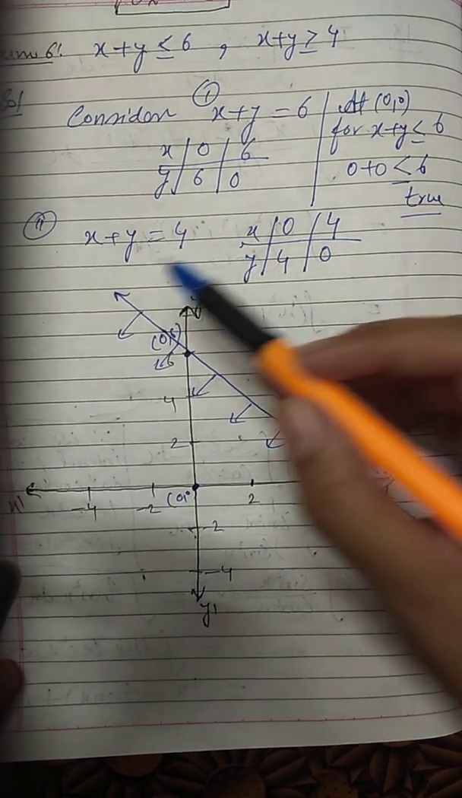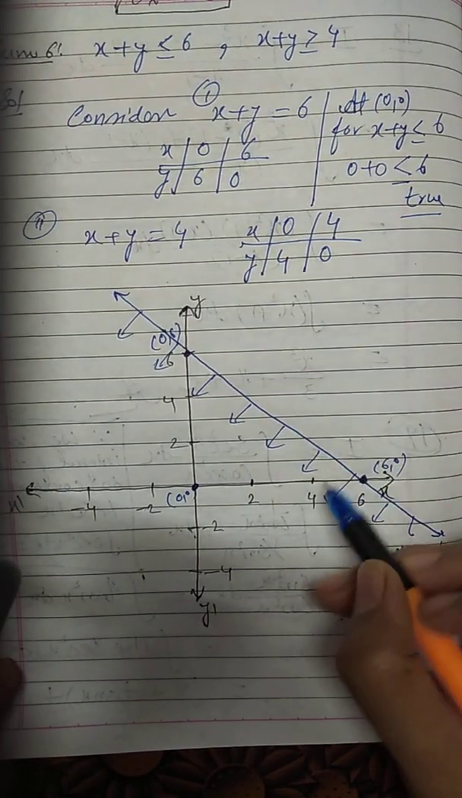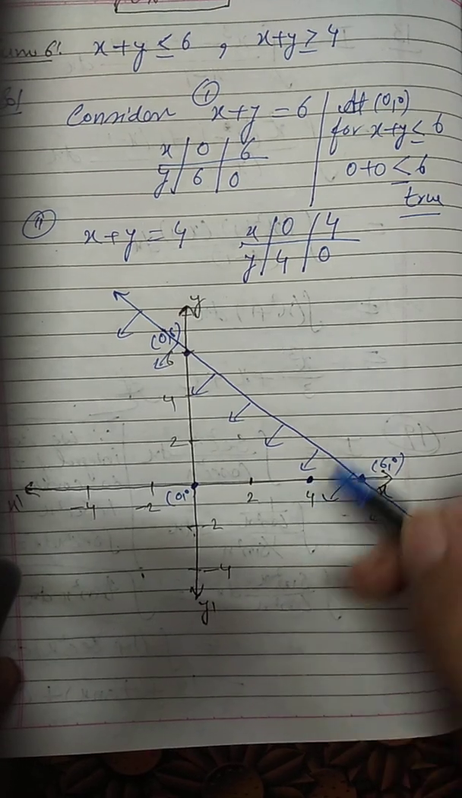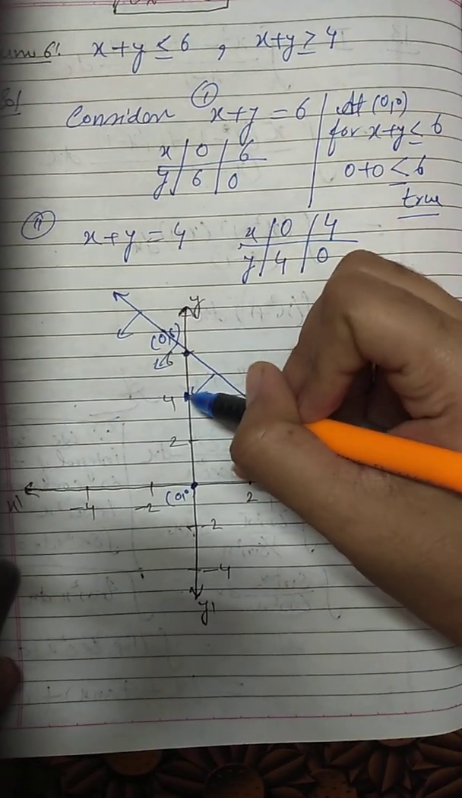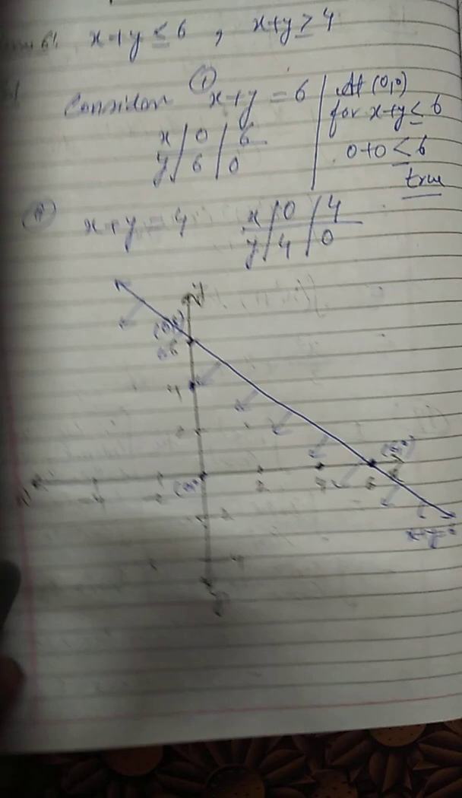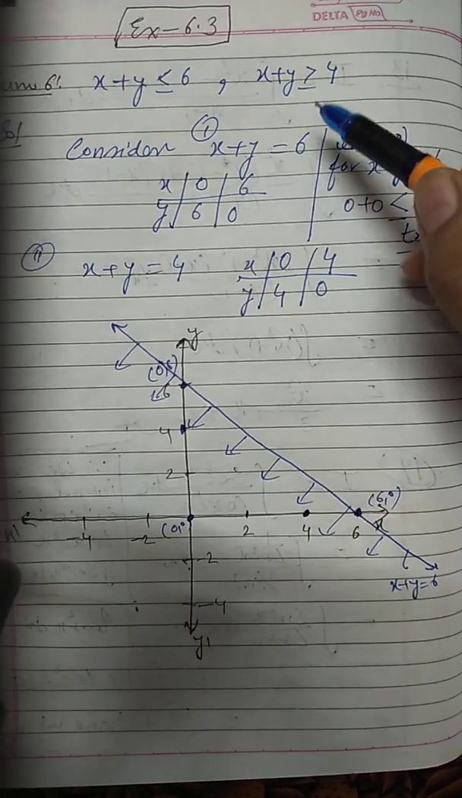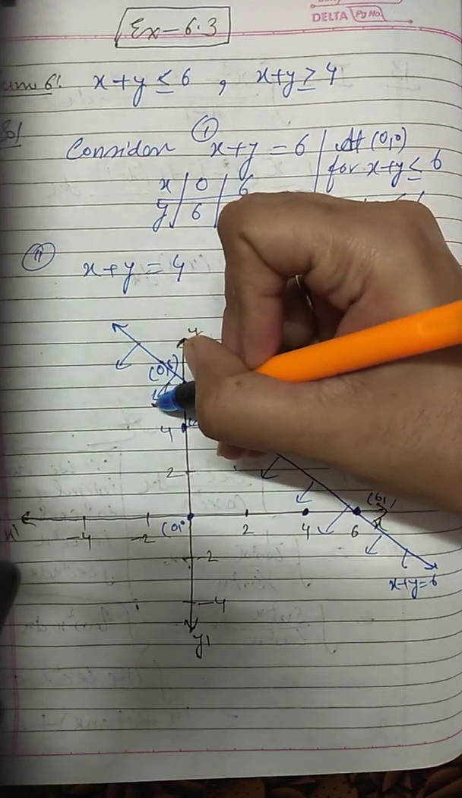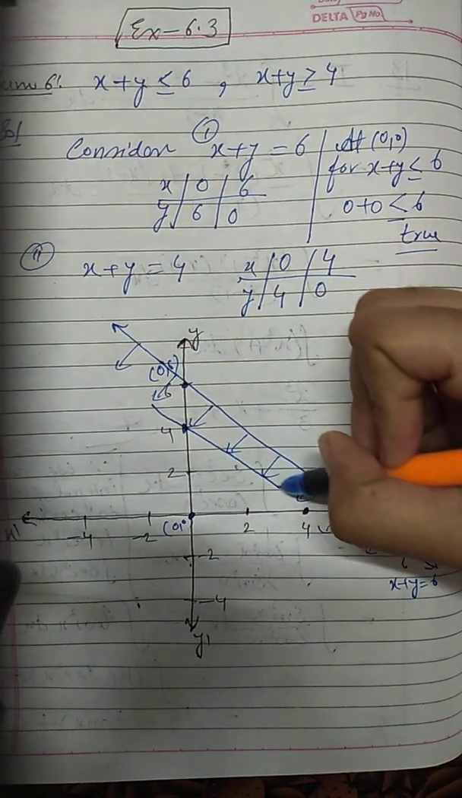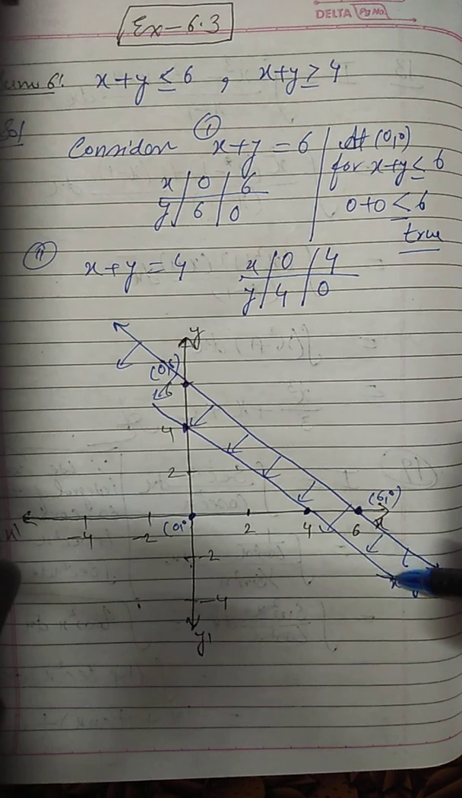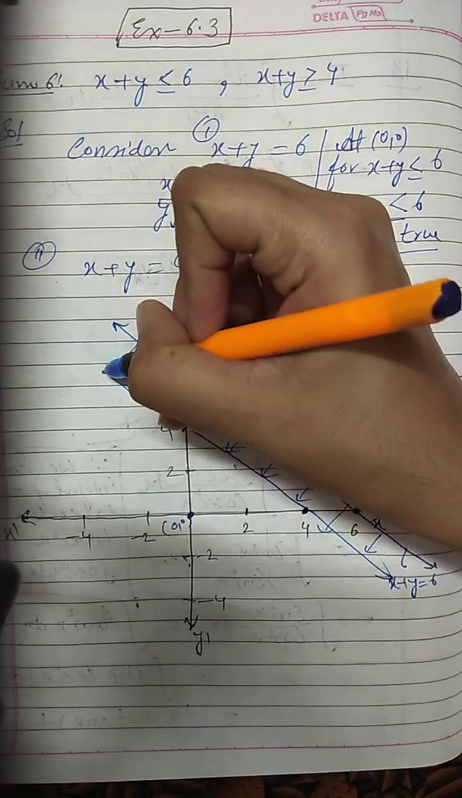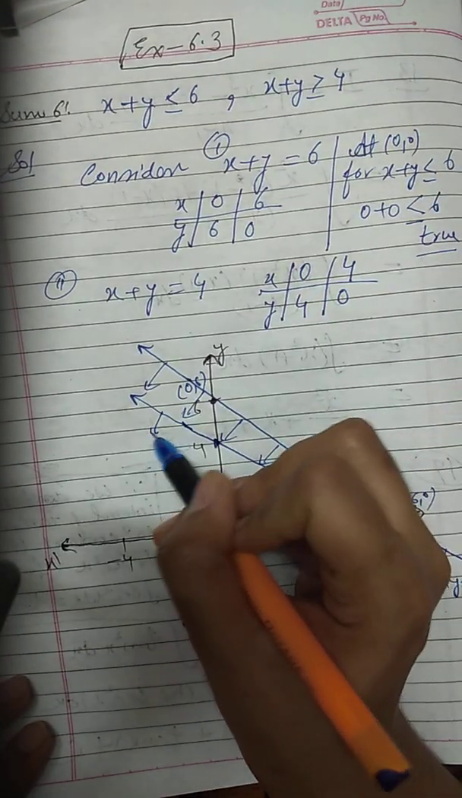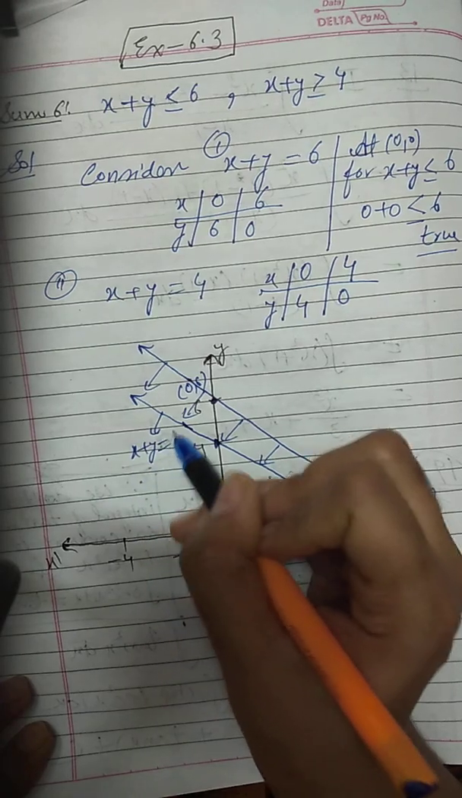Now we will draw the second line, x plus y equals 4. When x is 4, y is 0. When y is 4, x is 0. So here we will plot the line again. The given inequality is slack, so again we will have a solid line, and we will join these 2 points like this, and we are getting the second line here, which is the x plus y equals 4 line.